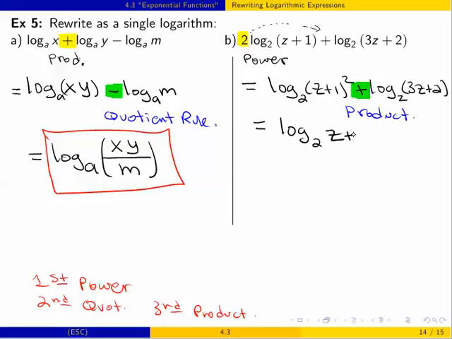times this second part, 3z plus 2, which will be part of our new logarithmic expression. Okay, so this is the answer, and this is how you condense logarithmic expressions.